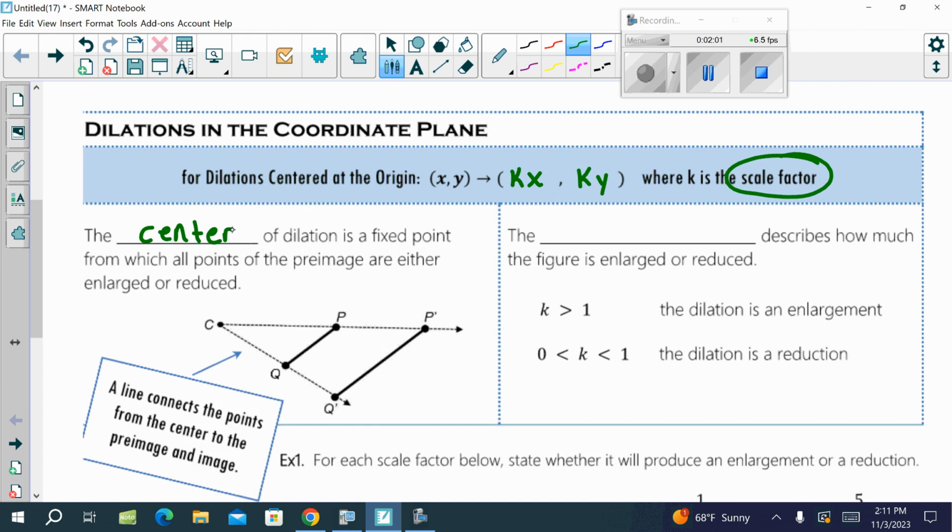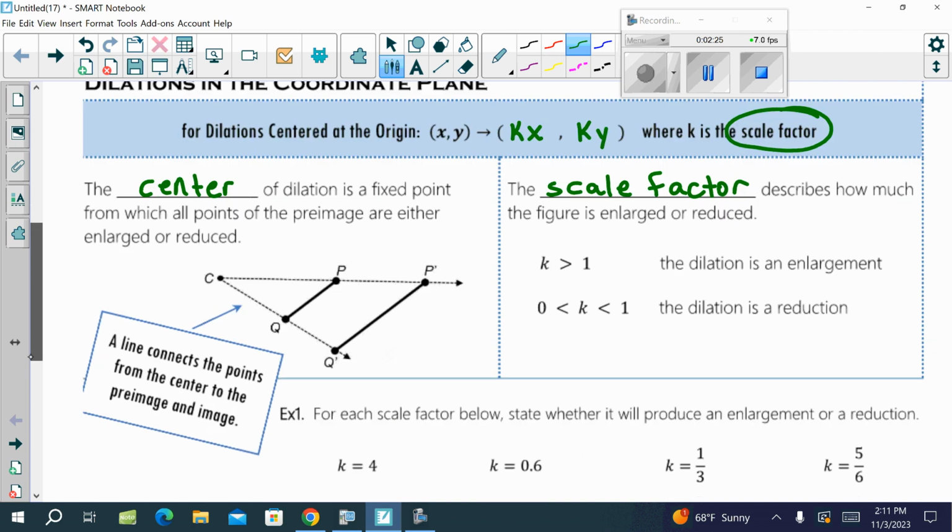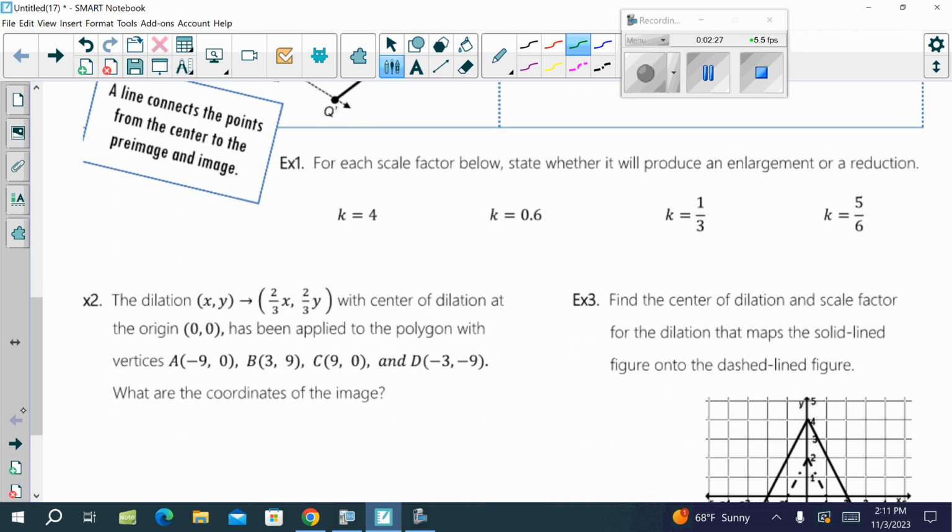Okay? All right, the scale factor describes how much the figure is enlarged or reduced. So if your k is greater than 1, you have an enlargement. If your k is between 0 and 1, you have a reduction. All right. So for each scale factor below, state whether it produces an enlargement or a reduction.